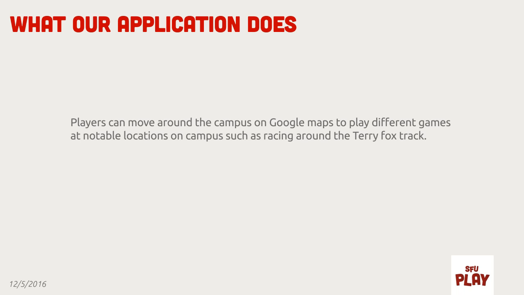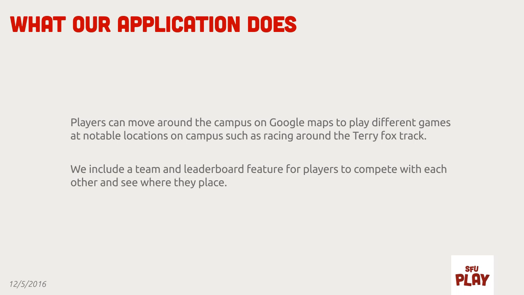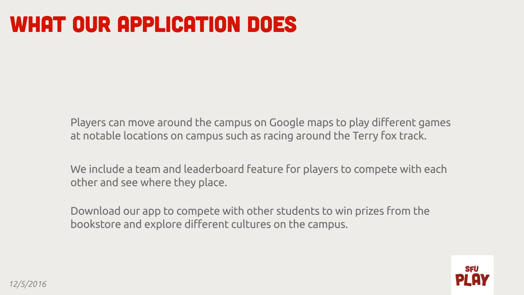Here's a quick overview of our app. We use the Google Map and location services to place mini-games for participants to play around campus. They have also enabled leaderboards, and each user must select a team before they can play a minigame. Our app will implement in-game incentives as well, so download the app and compete with your friends to win.